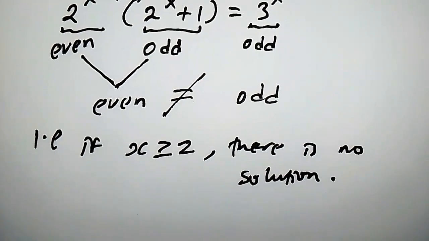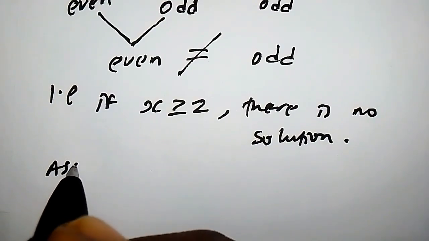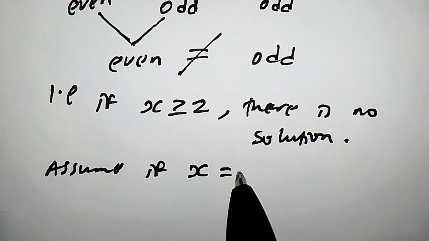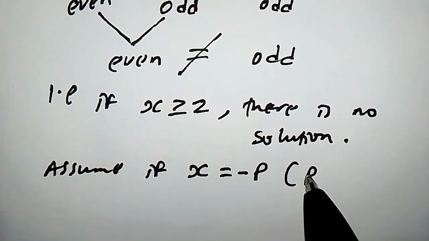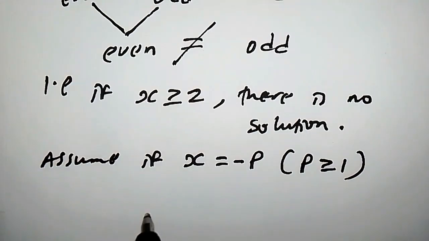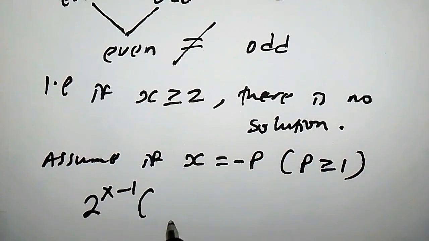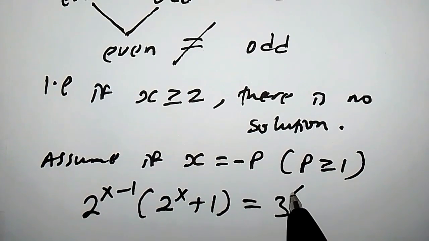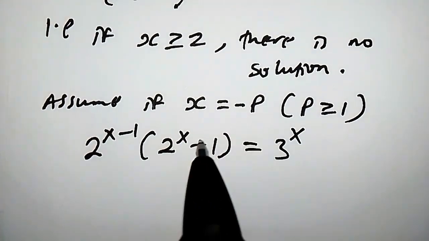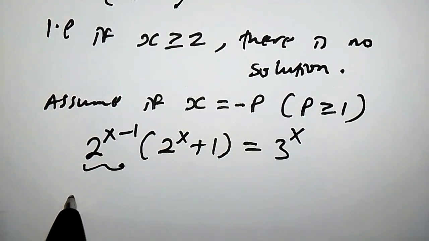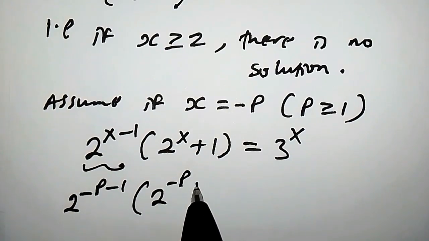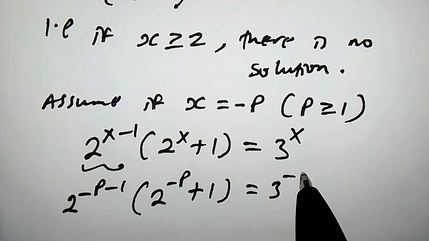Let's also consider another case. So, assume x is equal to minus p, such that p is greater than or equal to 1. We have to test this using the same equation. 2 raised to x minus 1 times 2 raised to x plus 1 equal to 3 raised to x. When x equals minus p, this becomes 2 raised to minus p minus 1 times 2 raised to minus p plus 1 equal to 3 raised to minus p.